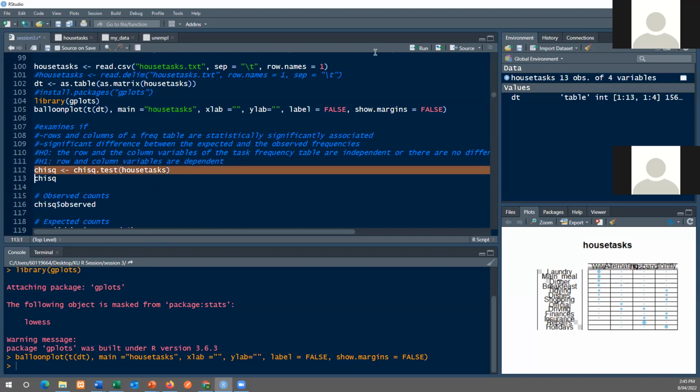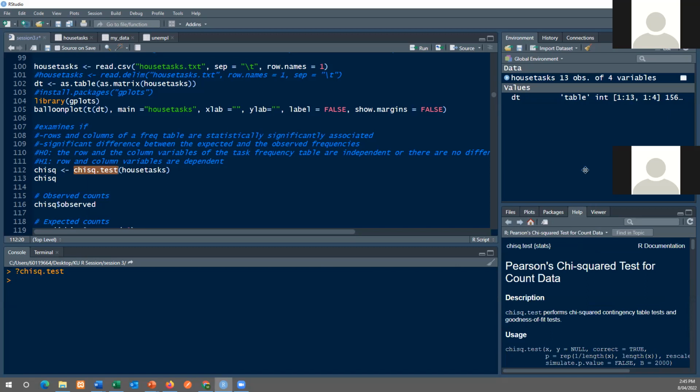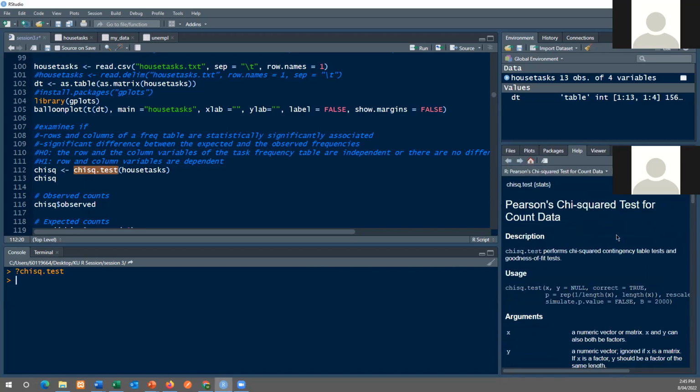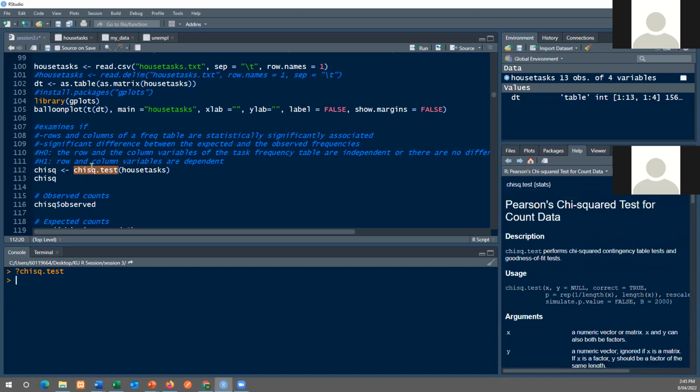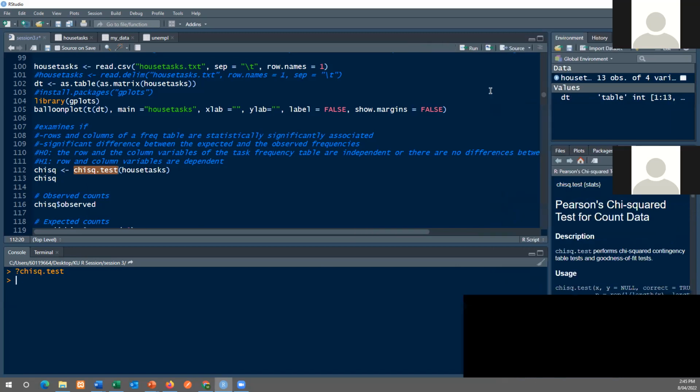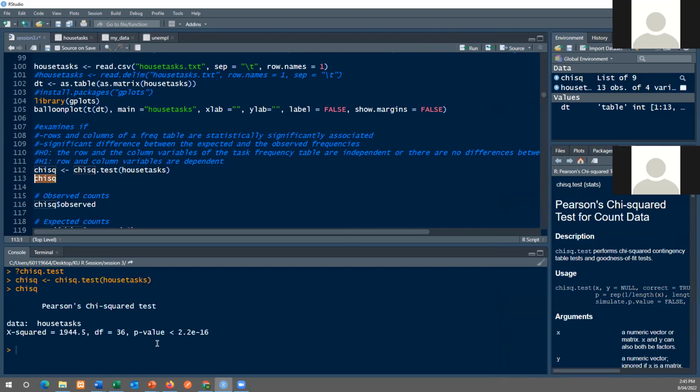So let's run this test, and the test is actually called the chi-square test. If you know some statistical package and if you have done some statistics before, then you know the chi-square test is there. In R we are just learning what the test is and what the function is. This is the function we have: the chi-square test, which is Pearson's chi-square test for count data. You can read the help as usual. We run this test and save the result in a variable called chi, and then we can print the variable, and it will give us the statistical result.